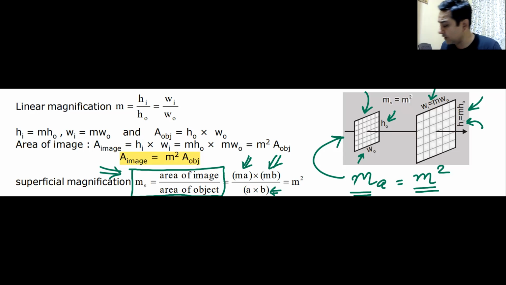I hope you have noted down the formula. Aerial or superficial expansion. We have heard in this chapter of expansion, aerial expansion, expansion in area. This is aerial magnification, the magnification of the image.